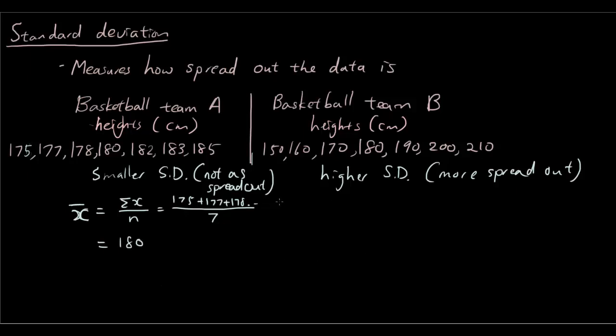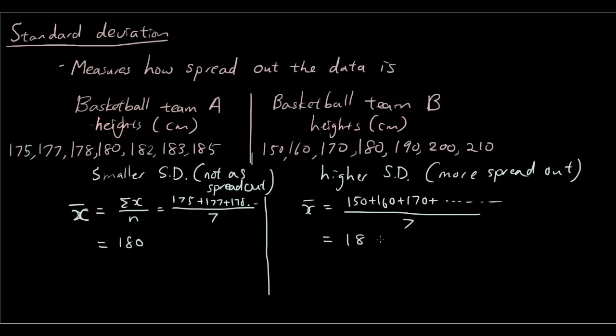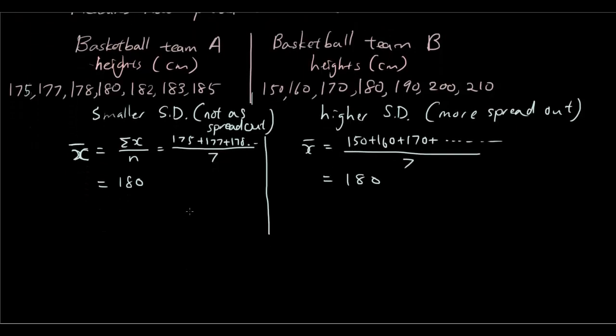And we're also going to do the same thing on the other side. So the mean for basketball team B is 150 plus 160 plus 170 plus everything behind it divided by 7, and we get 180. So both of these teams have the same mean. The average for both teams are the same, but the average does not tell us anything about how spread out the data is. So once we do find the standard deviation, what does that tell us?